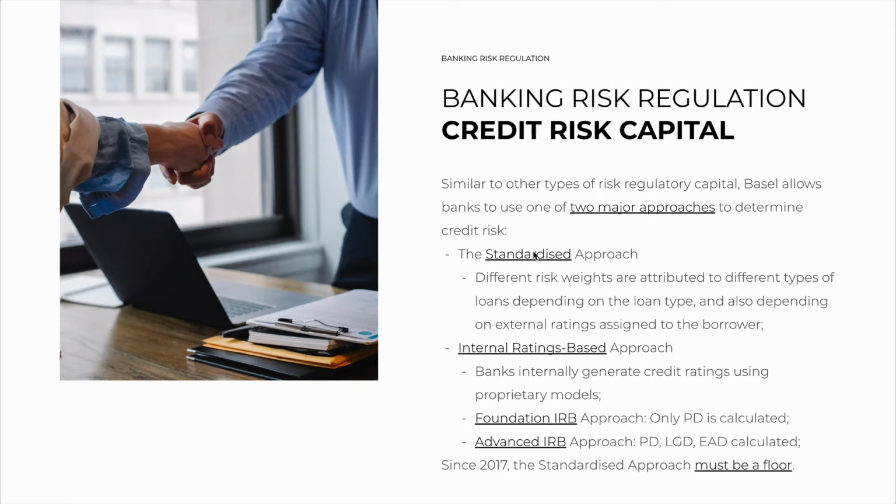Similarly to other categories, it's about attributing weights and multiplying loan quantities by these. So there are different risk weights that are attributed to different types of loans, and this depends on the loan type, the collateral type, and so on, and also on external ratings that are assigned to the borrower itself by credit agencies. Then we have internal ratings-based, or IRB, approaches.